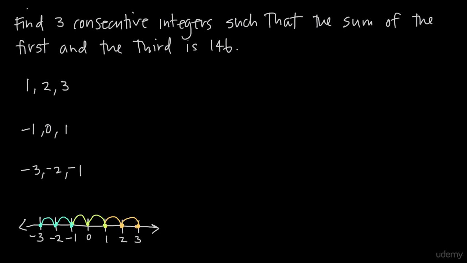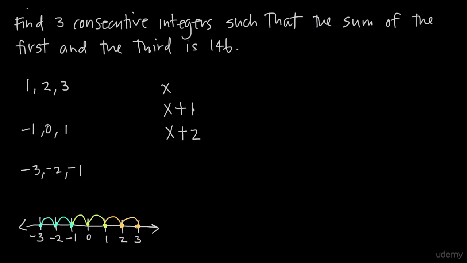So now we have this problem where we need to find three consecutive integers such that the sum of the first and the third integer is 146. Well, we can do this by calling our first integer x, and if our integers are consecutive, then our second integer is going to be x plus 1. Our third integer is going to be x plus 2. Now this should make sense to us.